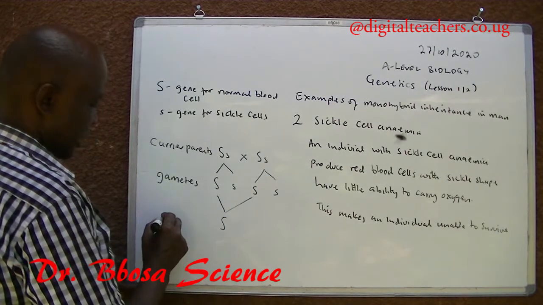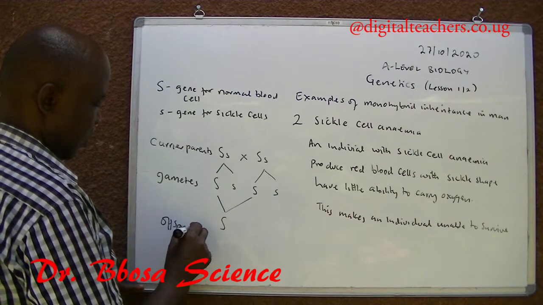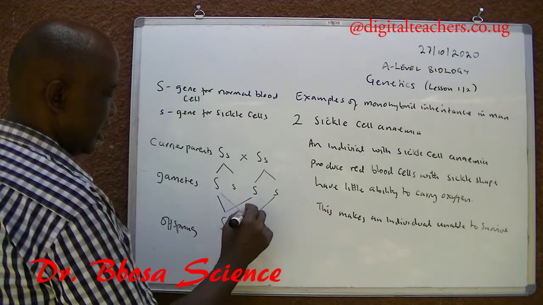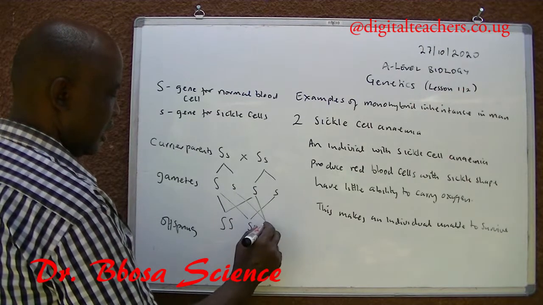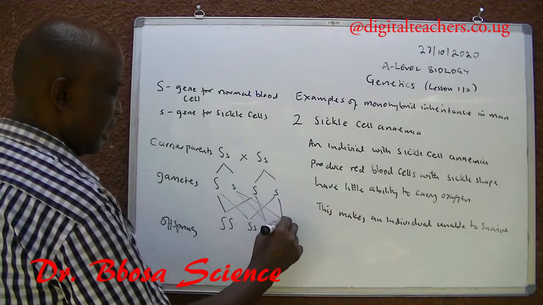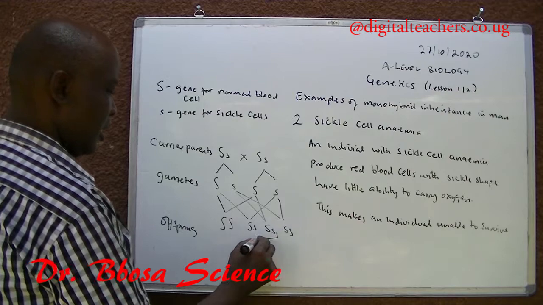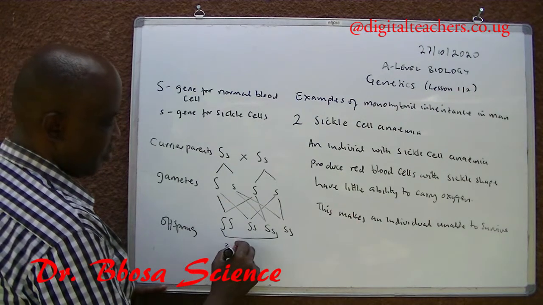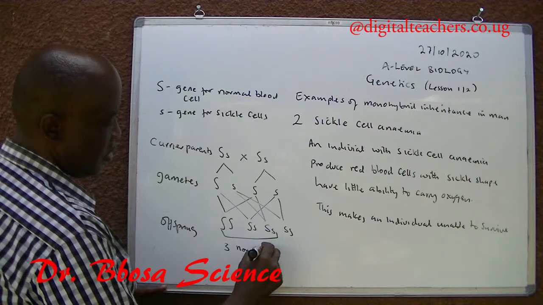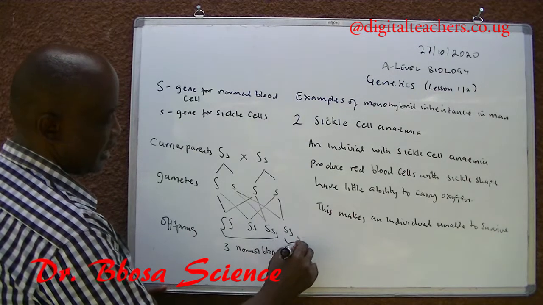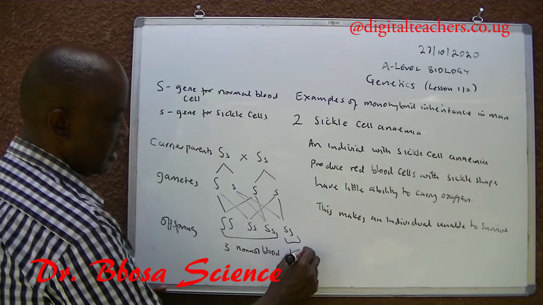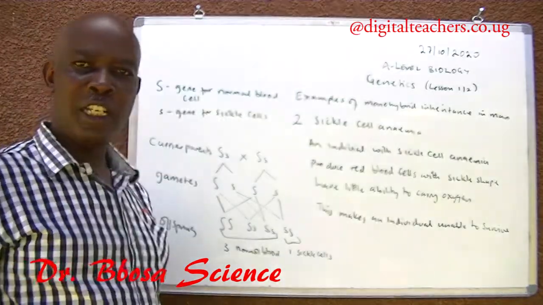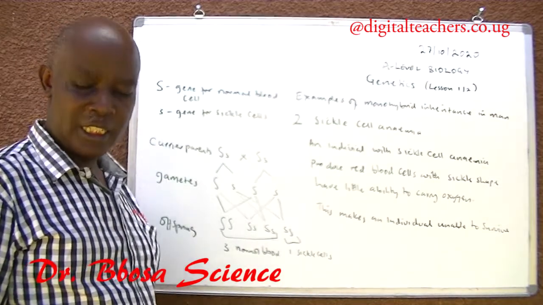Then the offspring will have capital S, capital S, small s, capital S, small s, and small s, small s. So, three chances that they have normal blood, and one chance that the offspring has sickle cells. It is advisable before you marry or produce a child to go for a sickle cell test.